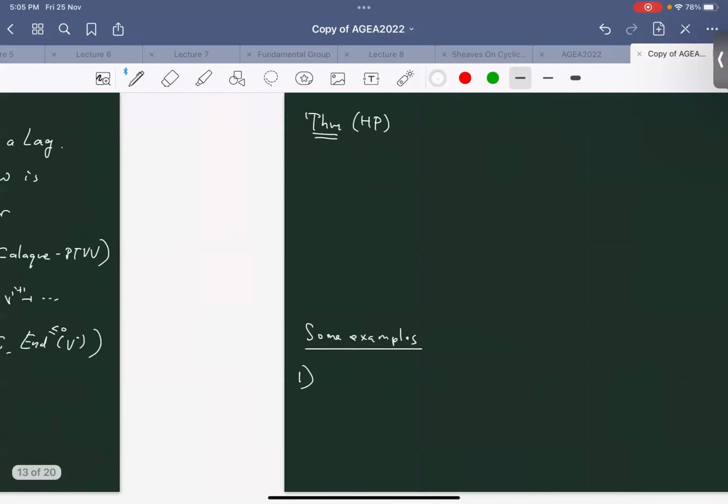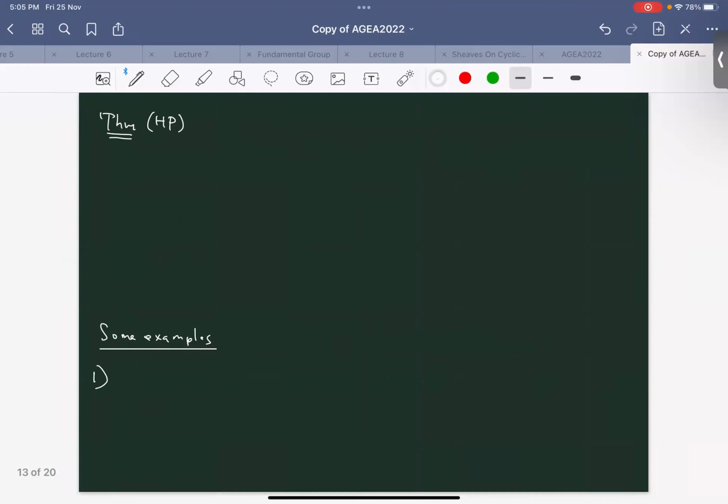So what is good about this is the following corollary. So if I fix some finite index set S, okay, so this is a subset.